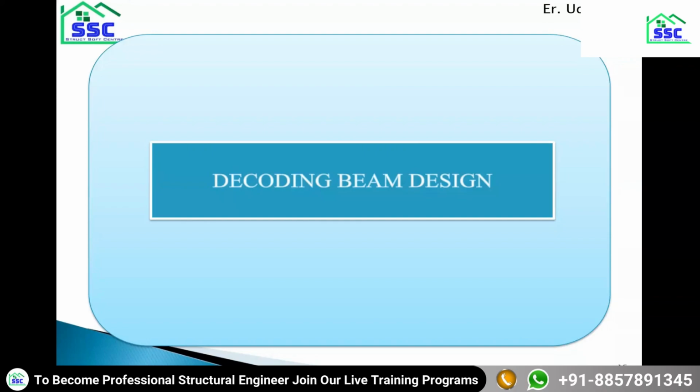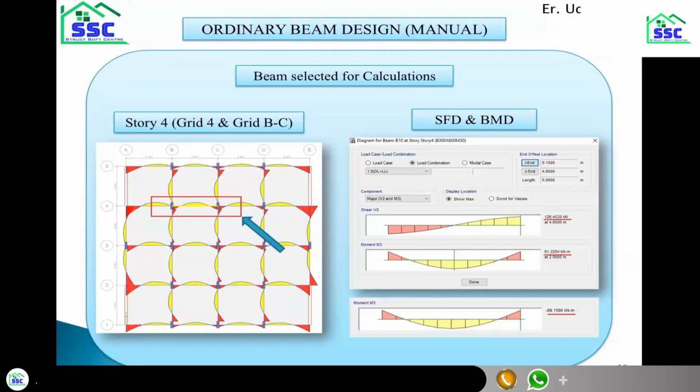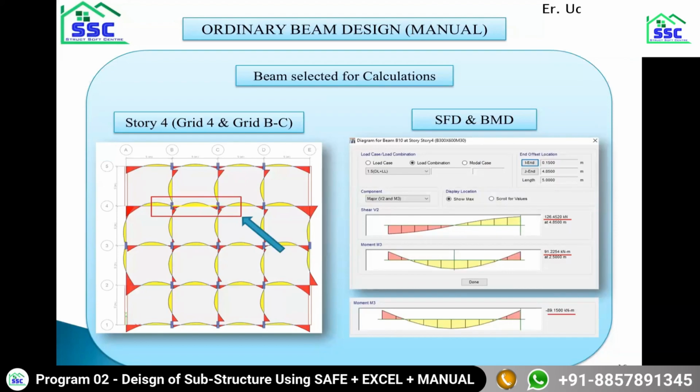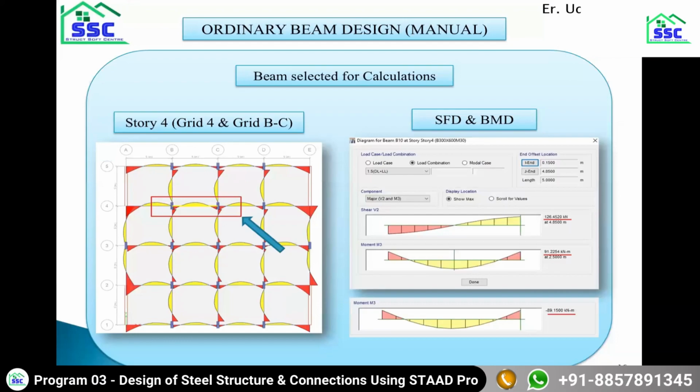So as I already told you, we are going to discuss two types of beam. One is the ordinary beam and second is the ductile beam. So let us start straight away with the design of ordinary beam. Now all of you, please pay attention. The actual workshop has now started. So this is the manual calculation of an ordinary beam in Etabs.